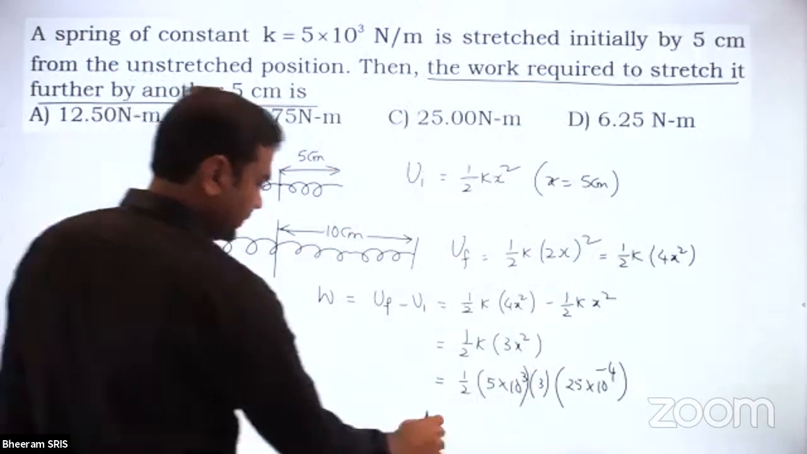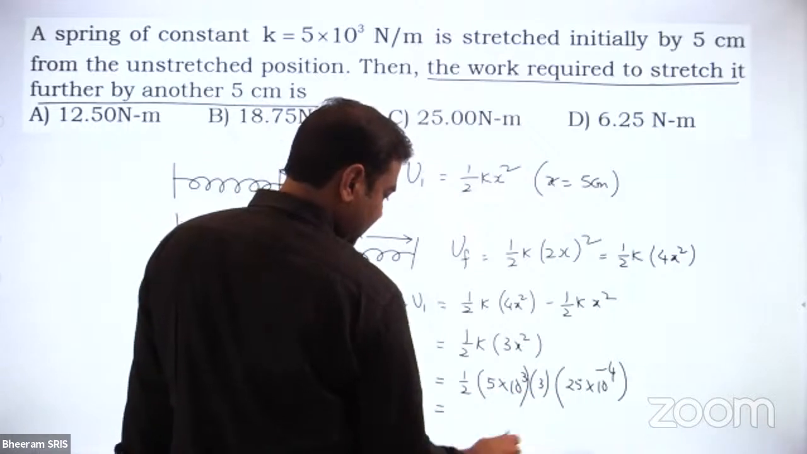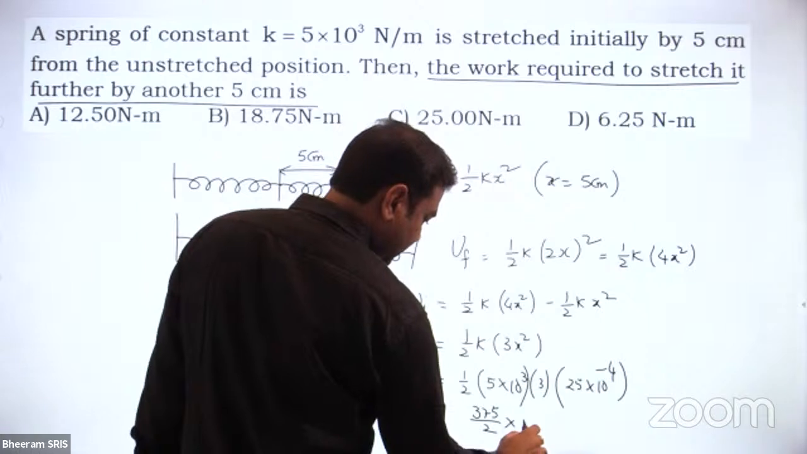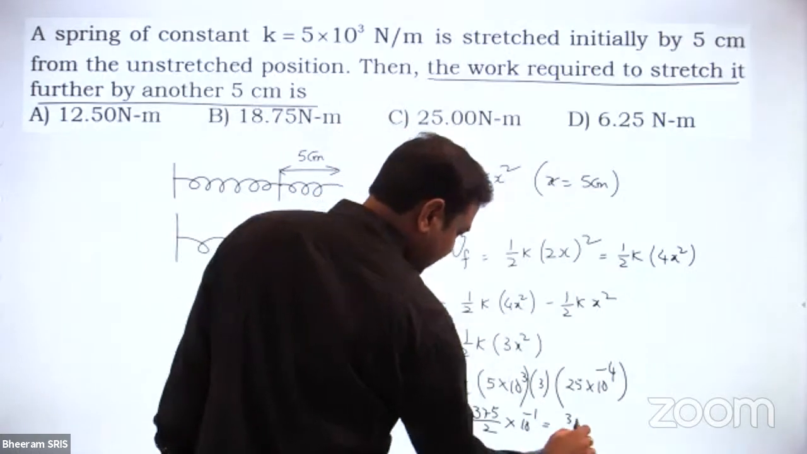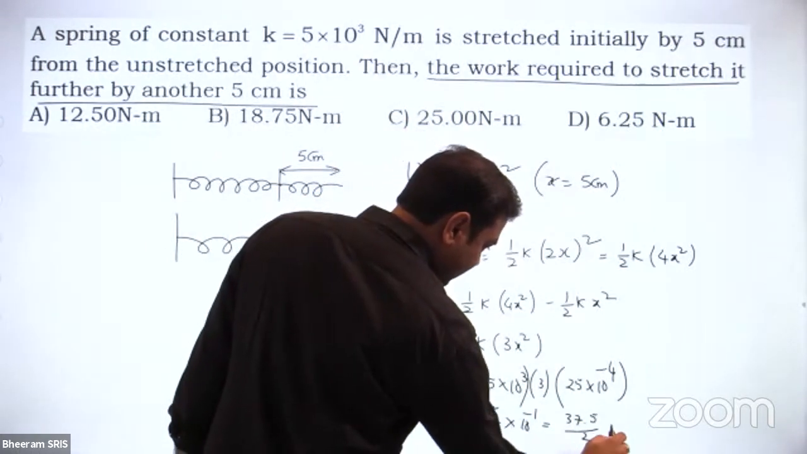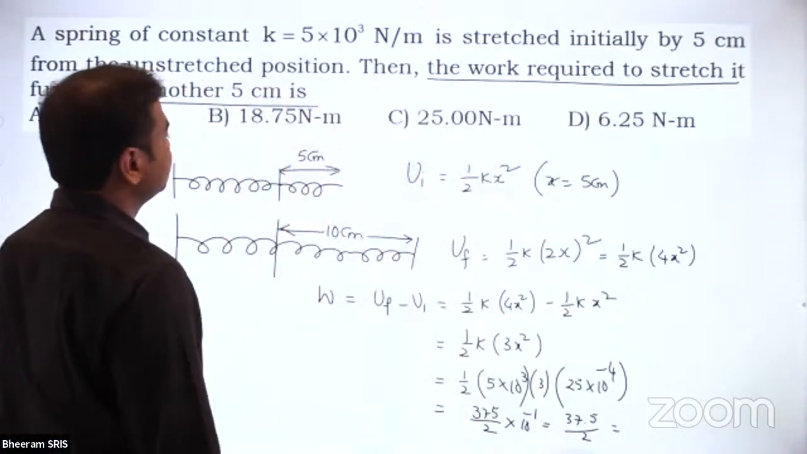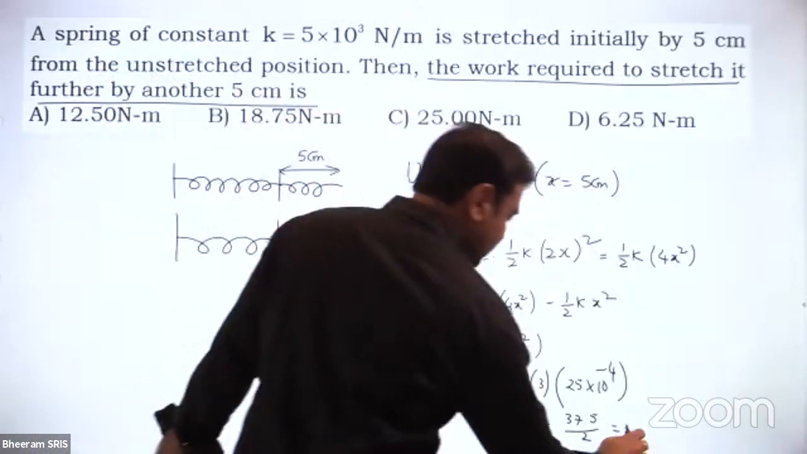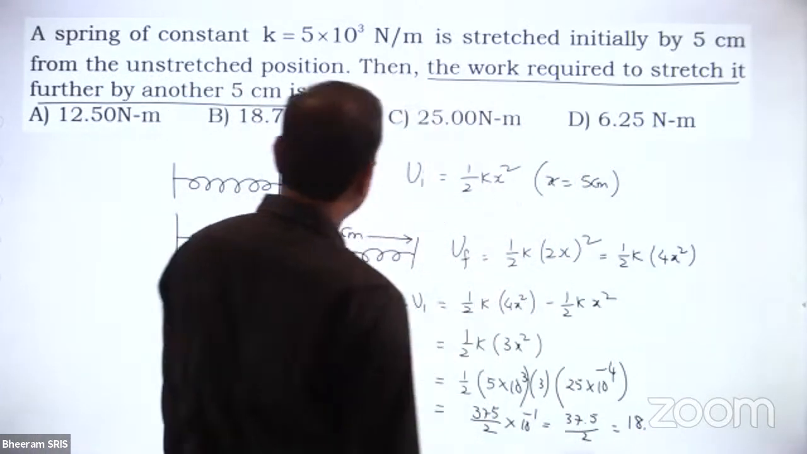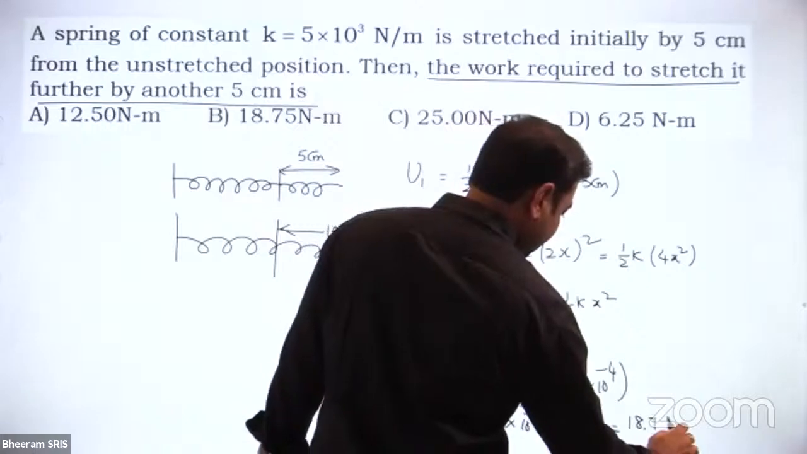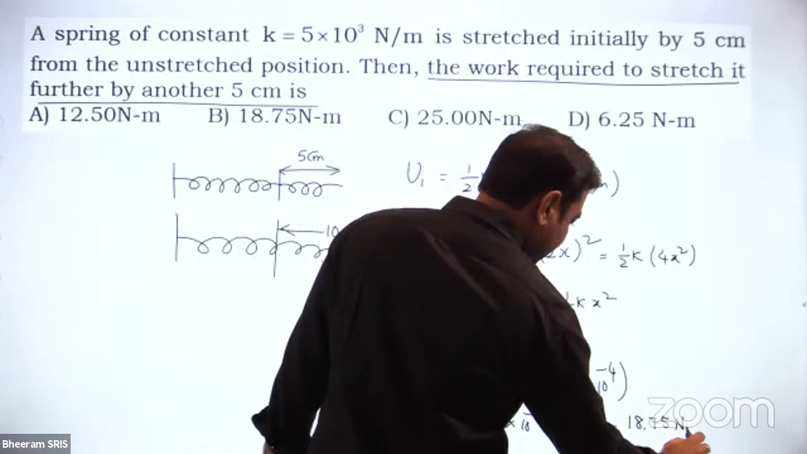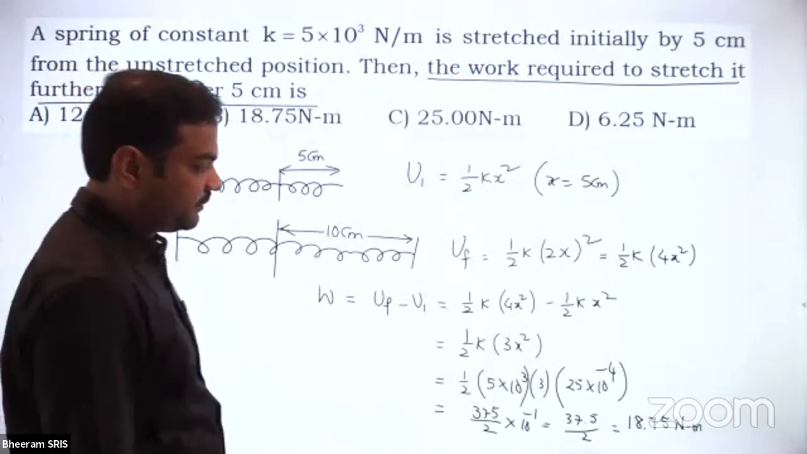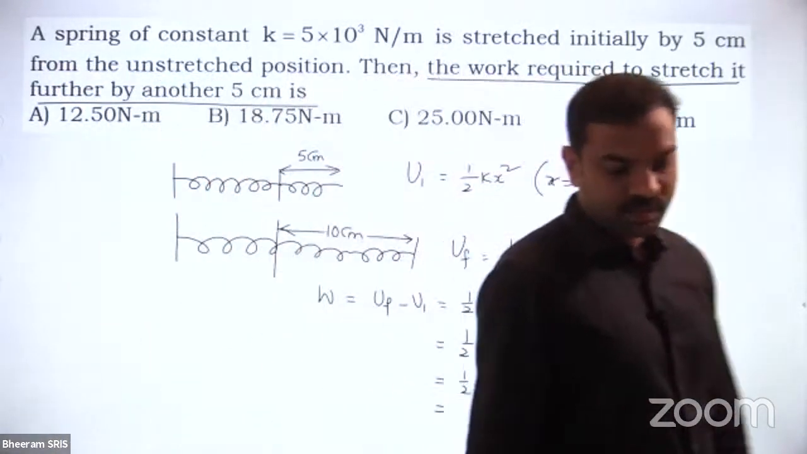Okay, 125 times 3 is 375. 375 by 2 into 10 raised to minus 1. That means 37.5 by 2. 37.5 by 2 is nothing but 18 point something. 36 is 18, no? So 18 point, how much should we get? 75. 18.75 Newton meter is the work done. Joules also you can write. Work done in terms of joules.